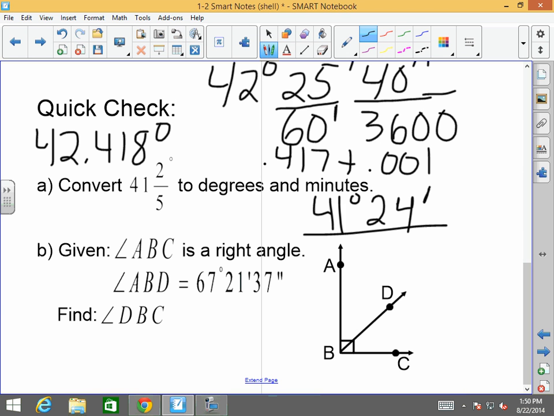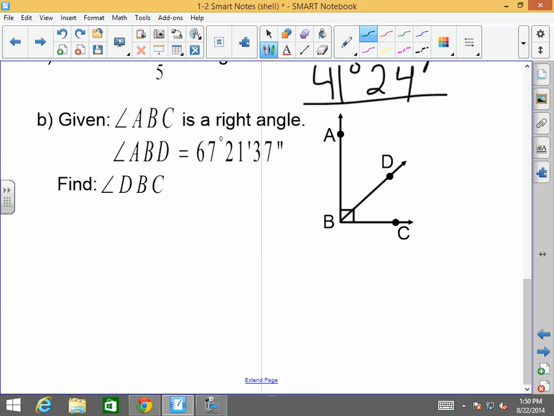And this is pretty easy if you just think about what we were just talking about. They tell you that ABC is a right angle. Not only do they tell you, but you have a symbol here, that little square in that angle that lets you know, hey, reader, this is 90. And they say that ABD is 67 degrees, 21 minutes, and 37 seconds. They want to find angle DBC. Well, let's look at it this way. You know that we're going to have to subtract the 67 degrees, 21 minutes, and 37 seconds from 90 degrees, correct? Right? Okay, so let's do that.